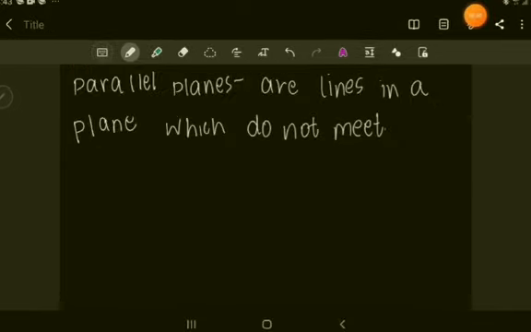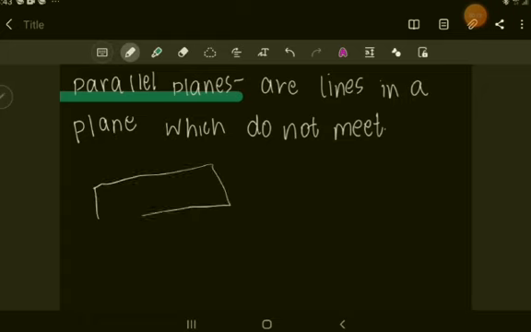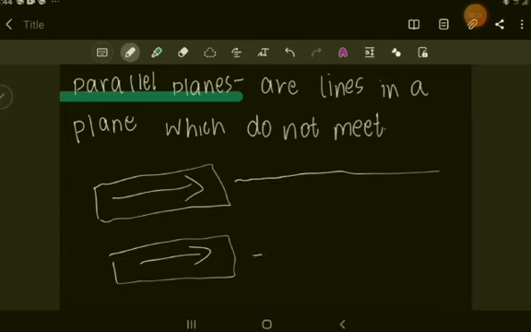Now, parallel planes. Parallel planes are planes which do not meet. Parallel planes are kind of like parallel lines because these parallel planes will never meet each other. Just like this, these planes will never ever meet each other. No matter how far they go, they could go forever, they will never ever meet each other. Like, never. As simple as that.